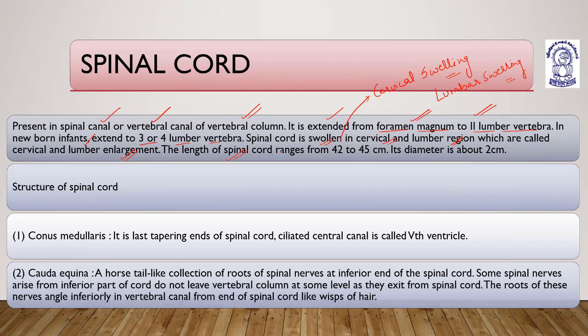The length of the spinal cord ranges from 40 to 45 centimeters. Its diameter is about 2 centimeters.